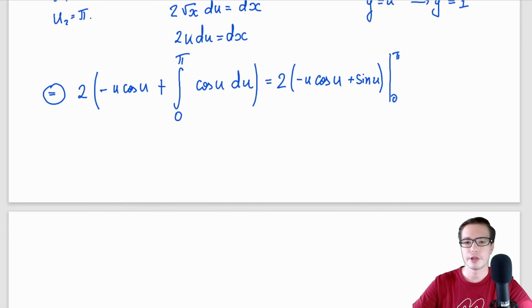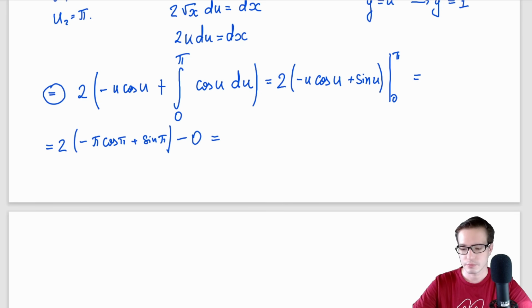Now substitute the upper limit, and when I substitute the lower limit I will get 0. Now cosine pi is -1 and sine pi is 0. That means all in all I got 2 pi.